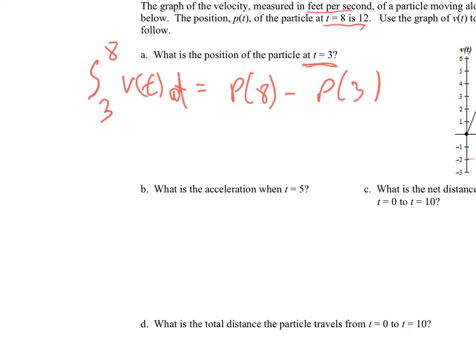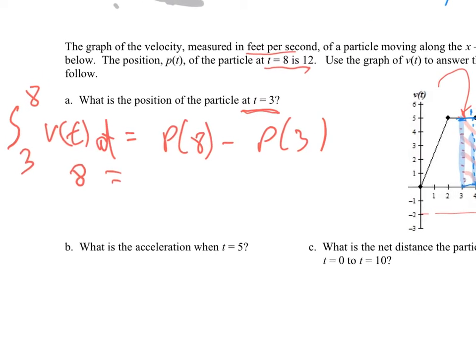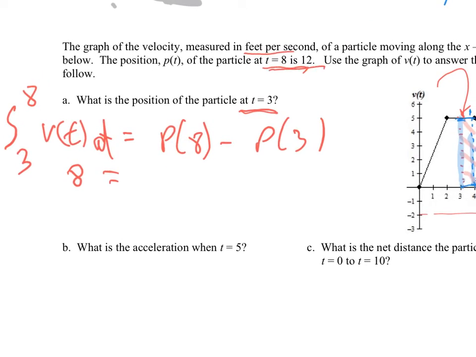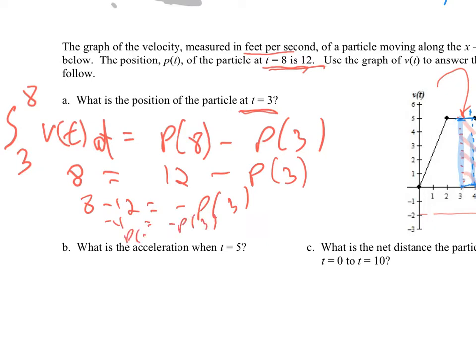Move back over here, and I'll put my 8 here. My position at 8 was 12. My position at 3 is what I'm looking for. So 8 minus 12 equals -p of 3. That 8 minus 12 is a -4 equals -p of 3. P of 3 must be 4. My original position at time t is 3 is 4. 4 feet. Okay.